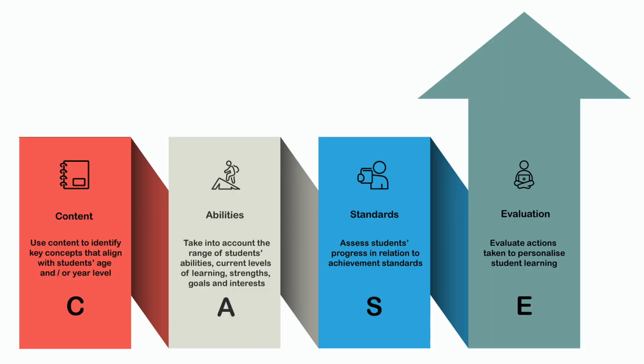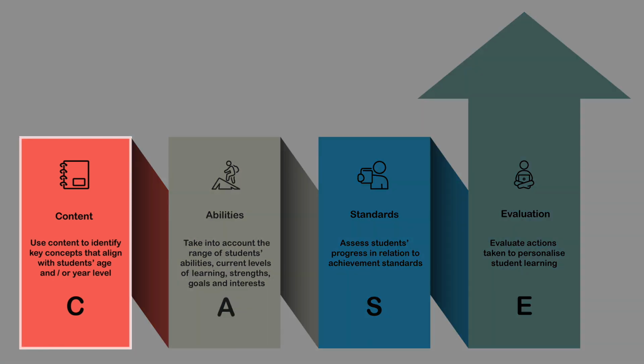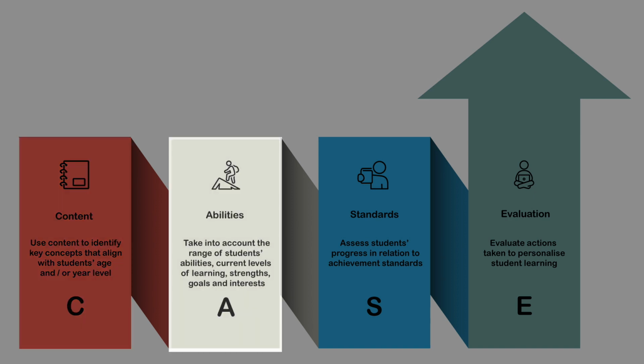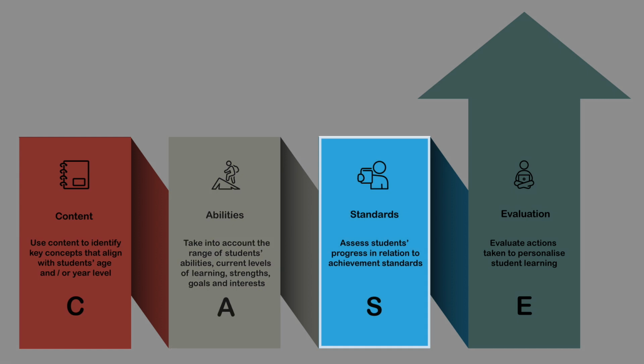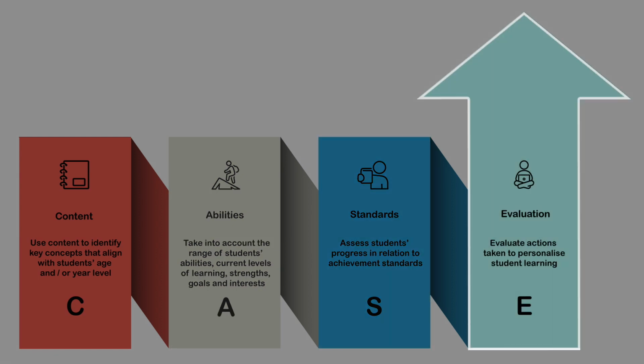There are 4 steps that teachers can use to assist them to develop personalised learning plans using the Australian curriculum. For the first step, start with content appropriate to students' age and year level. The second step is to identify students' abilities and interests. Then for the third step, measure student achievement. And for the fourth, evaluate the impact of any resources and supports.